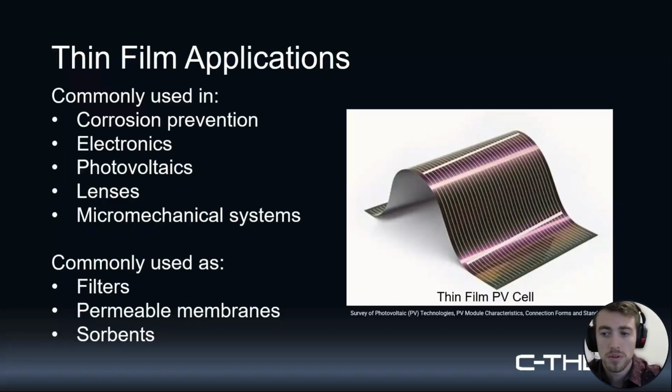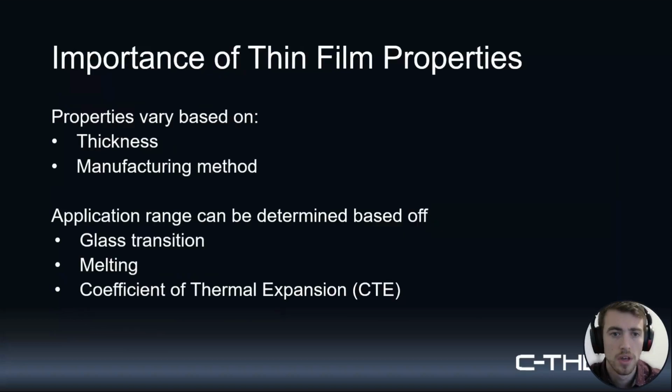Thin films are often used in corrosion prevention, electronics, photovoltaics, solar panels, and lenses, whether for cameras or telescopes. They are also used in small micromechanical systems, or as filters, membranes, and sorbents. They have many uses. So why is their property so important?